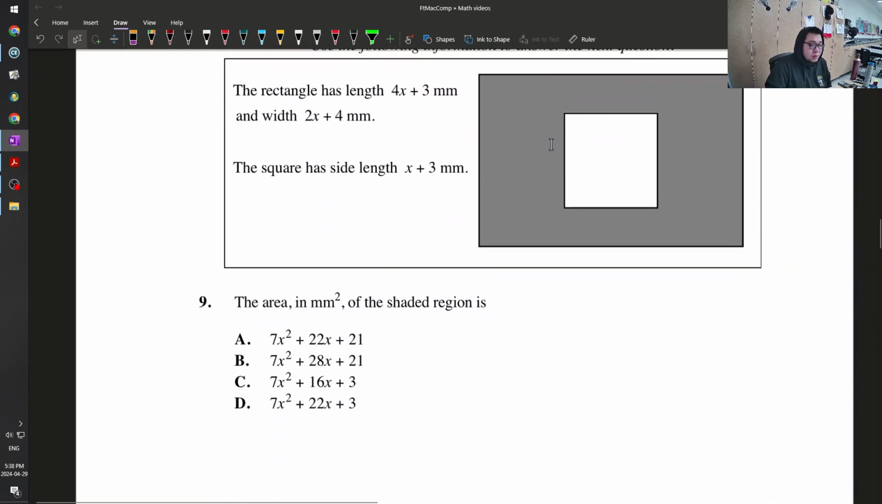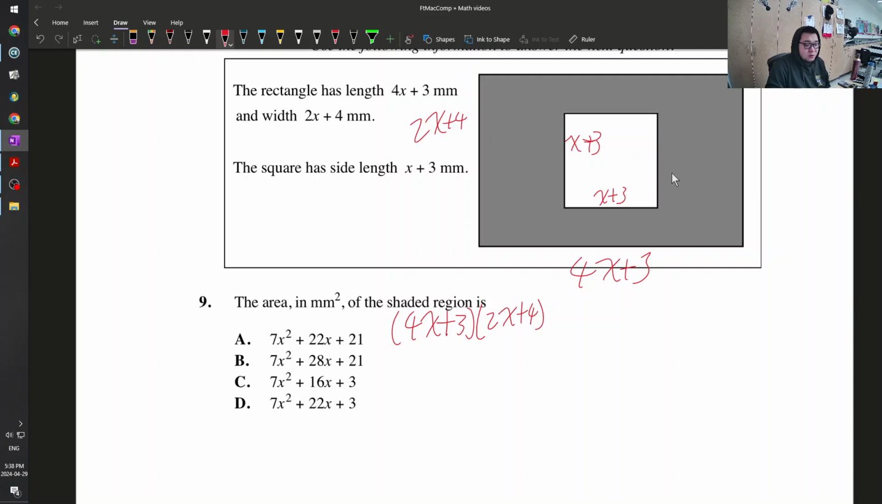Alright, keep going. The rectangle has length 4x plus 3 and width 2x plus 4. The square has side x plus 3 and x plus 3. Okay, so the area of the shaded region is the area of the rectangle minus the area of the square. So area of the rectangle, 4x plus 3 times 2x plus 4, subtracted by the area of the square, x plus 3 times x plus 3.